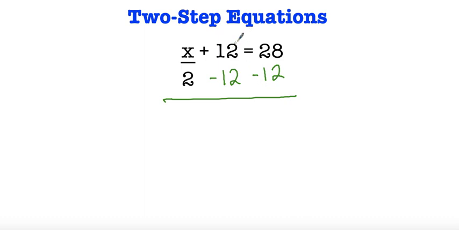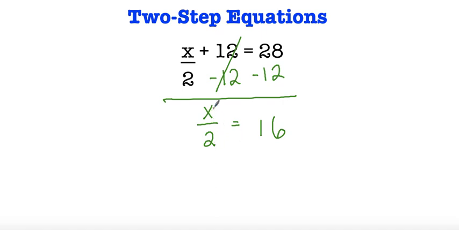And on the left side, these cancel out because 12 minus 12 is 0. On the left side, I'm left with x divided by 2 is equal to, on the right side, I have 28 minus 12. 8 minus 2 is 6. 2 minus 1 is 1. So x divided by 2 is equal to 16.